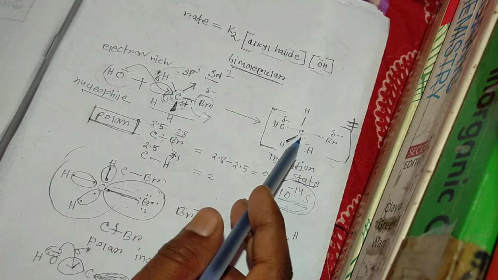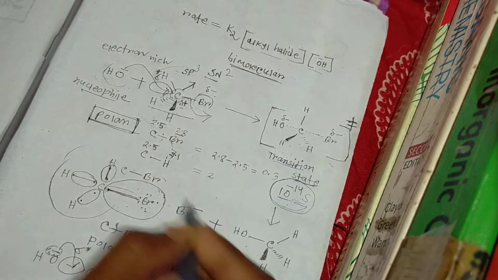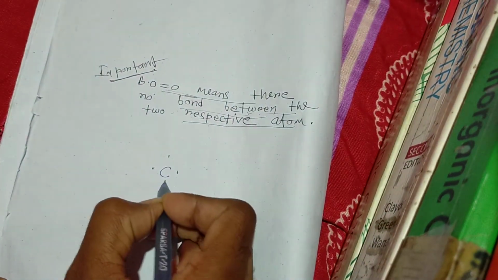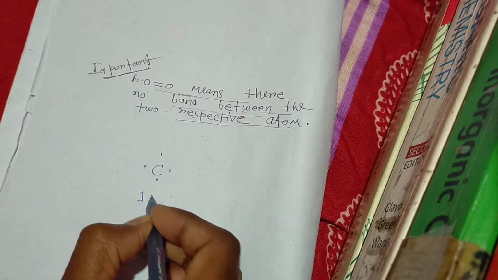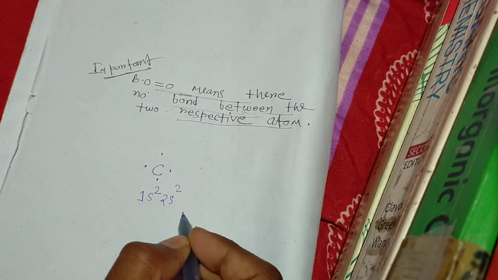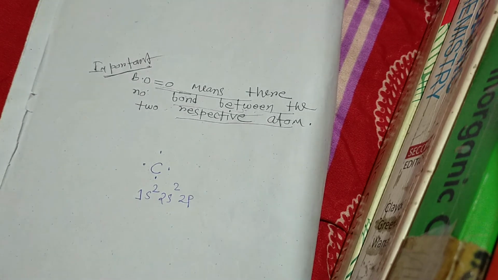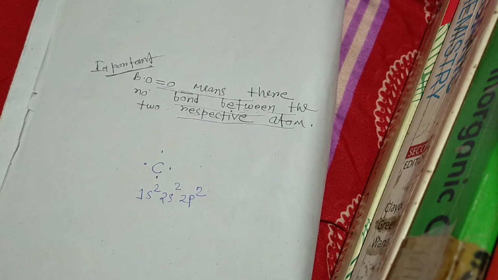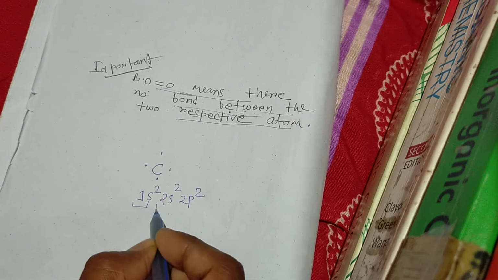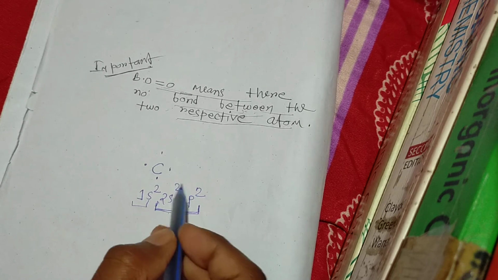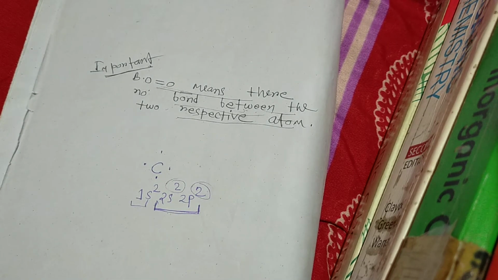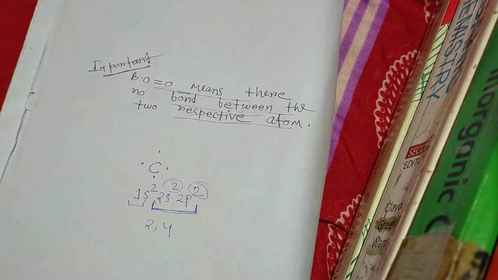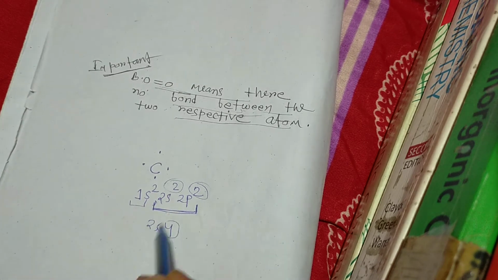Carbon has four valence electrons. Carbon has four valence electrons, that is 1s2, 2s2, 2p2. So obviously this is the valence shell. Here the valence shell has four electrons. That is, carbon has four electrons in the valence shell.